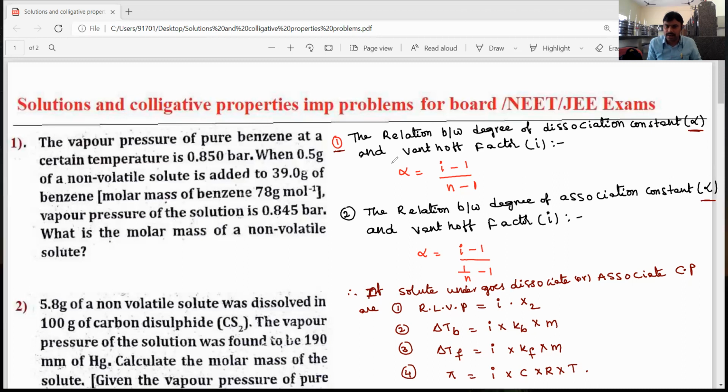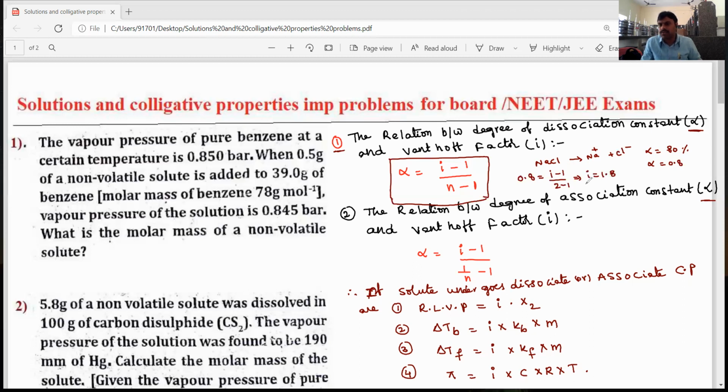So the relation is alpha is equal to i minus 1 by n minus 1, where n is the number of particles. For example, NaCl is ionized to give Na+ and Cl- only. Suppose alpha is 80 percent, which means the alpha value is 0.8. In that case, what is the i value? Under this condition, 0.8 is equal to i minus 1 divided by 2 minus 1, then i is equal to 1.8.